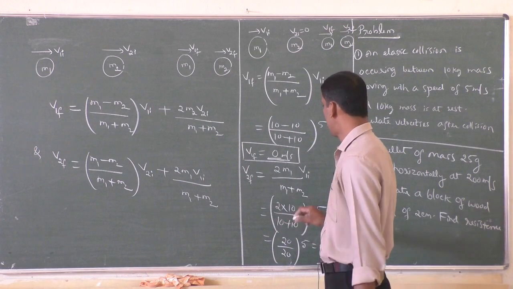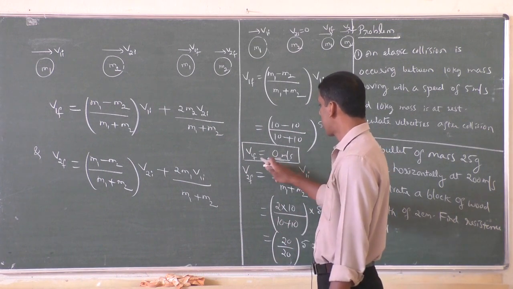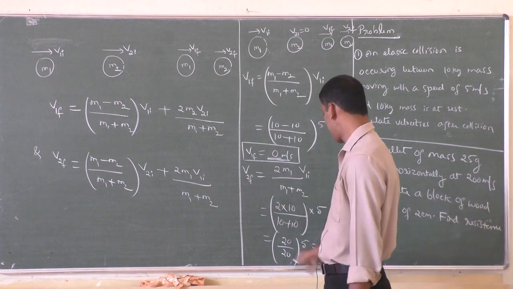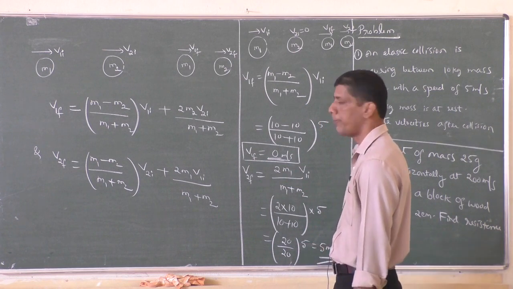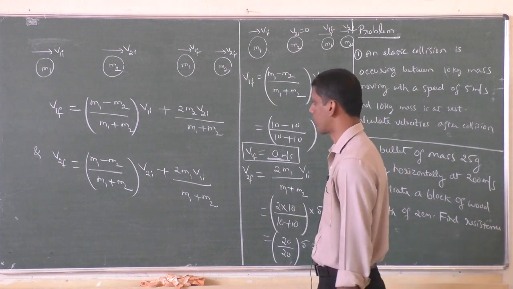So therefore the velocity of the first body is given by 0 meter per second, and the velocity of the second body in this case is given by 5 meter per second. So this formula will hold good.